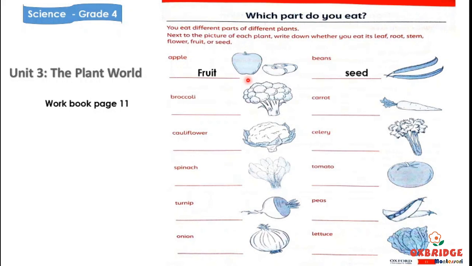In beans we eat seeds. In broccoli we eat flower. In carrot we eat root, because carrot is a root. In cauliflower we eat flower. In celery we eat stem. In spinach we eat leaves. In tomato we eat fruits. In turnip we eat root. In peas we eat seeds. In onion we eat stem. And in lettuce we eat leaf.